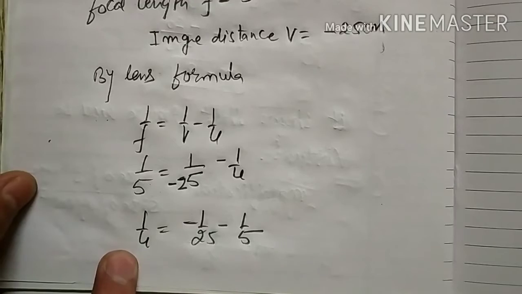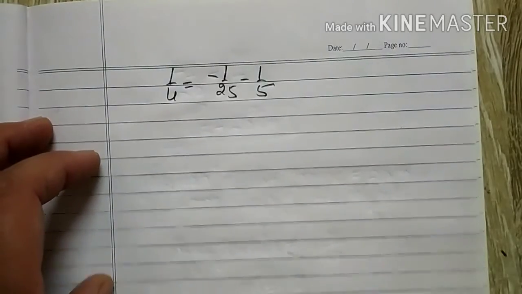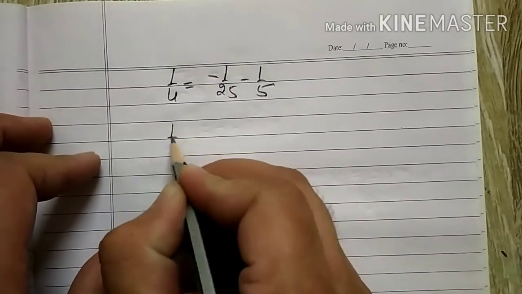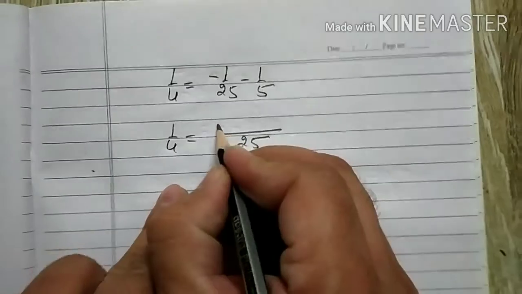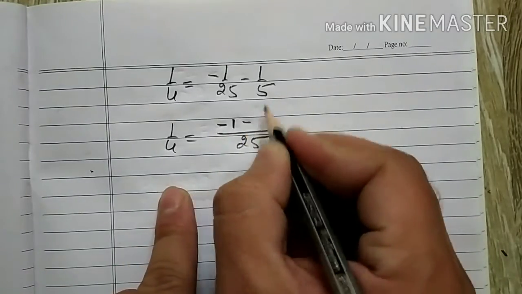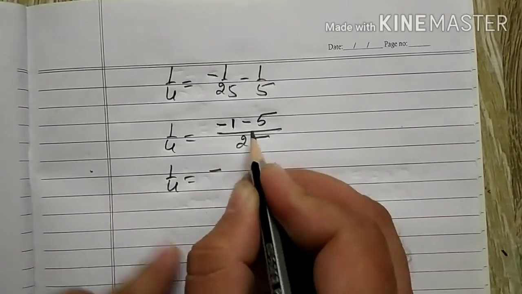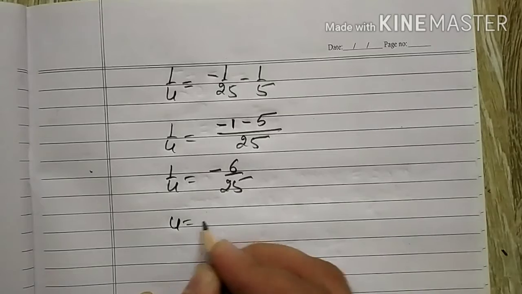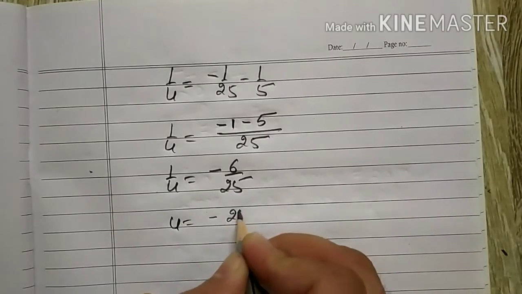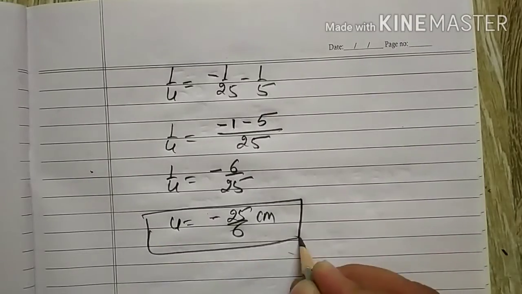Minus 1 by u came to this side and 1 by 5 goes to this side. The LCM of 25 and 5 will be 25. So this will be minus 1 and this will be minus 5. So 1 by u is equal to minus 6 by 25. So u will be equal to minus 25 by 6 centimeter. This is the position of the object.